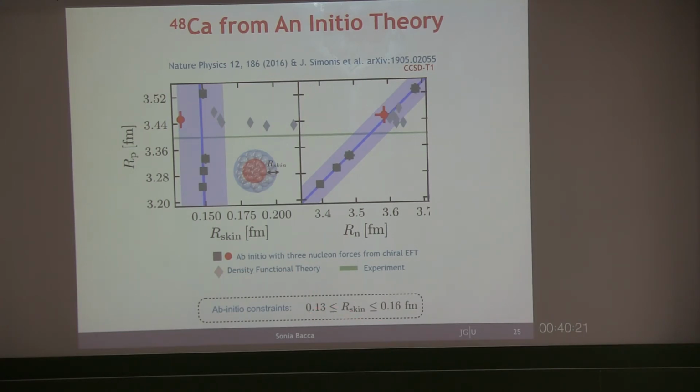We get a neutron skin radius which is quite small, much smaller than what is predicted by density functional theory, which are these diamonds here. You see though that the 2 methods overlap, so they are compatible, but we have a smaller skin on average than they have. Only experiment will be able to tell which one is right.